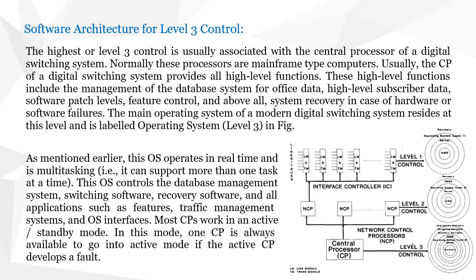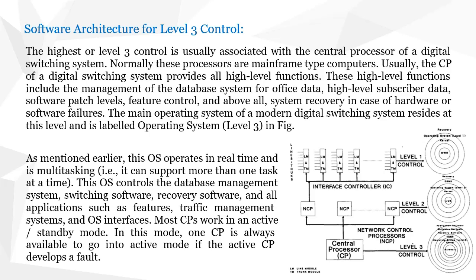The central processors work in an active or standby mode. So they can work in two modes, active mode or standby mode. In this mode, one central processor is always available to go into active mode if the active central processor develops a fault. So why do we require this kind of mode? Because in case any one of the processors develops some fault, then the other central processor should go into the active mode.